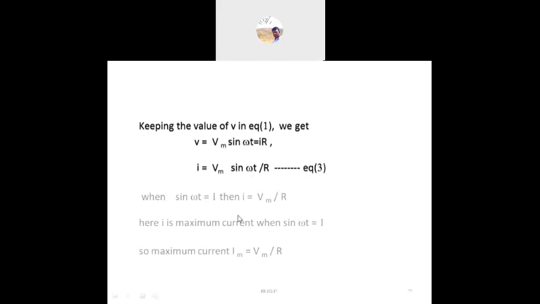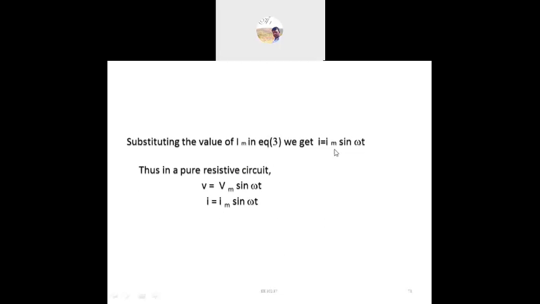Let's take when sin omega t is equal to 1. Then the i value is equal to Vm by R. Here i is the maximum current when sin omega t is 1. So the maximum current Im is equal to Vm by R, the maximum voltage divided by the resistor. Substituting the values, we get i is equal to Im sin omega t.